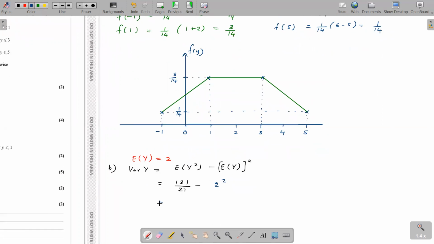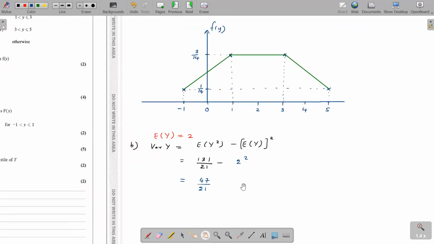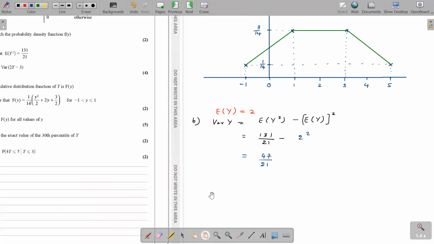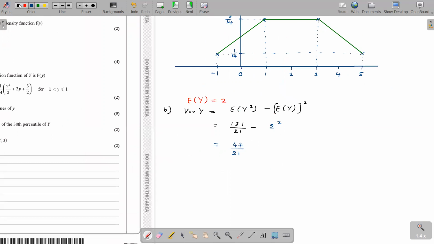Can you all get me the answer for variance y? 131 over 12 minus 2. How much? 47 over 21. Okay, we are supposed to find what? Variance of 2y minus 3. Okay, how do we get variance of 2y minus 3?